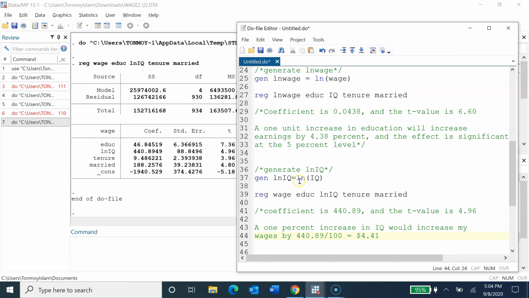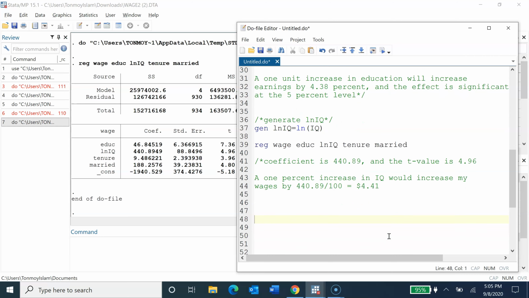dollars. So if IQ was in levels instead of in natural logs, we would just say a 1 unit increase in IQ would increase wages by that many dollars. But here IQ is in natural logs, so instead of a 1 unit increase, I would say a 1% increase in IQ. And the coefficient was 440, we need to divide it by 100, and the process we went through in class, it's also in the notes, so you could take a look at why we are dividing it by 100. And the units of wage is still in dollars, so we would just say it's $4.41.